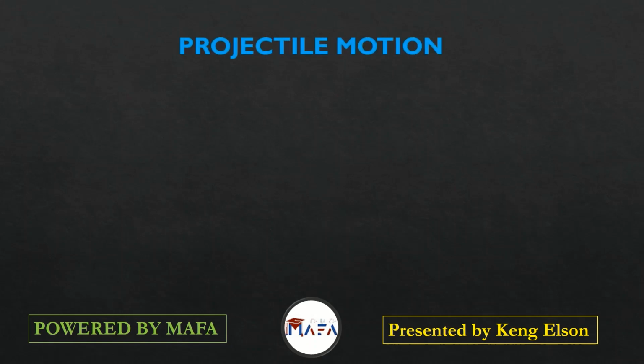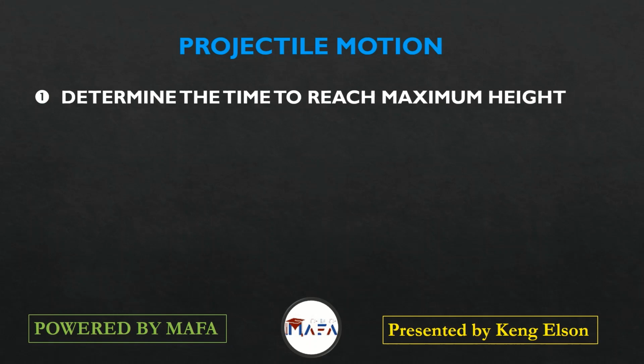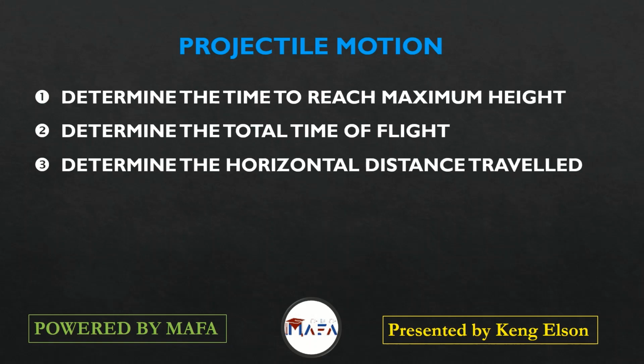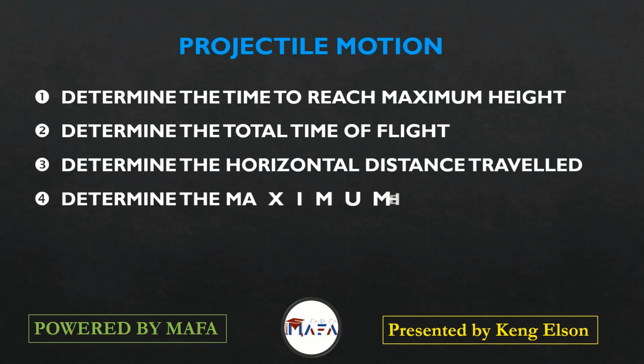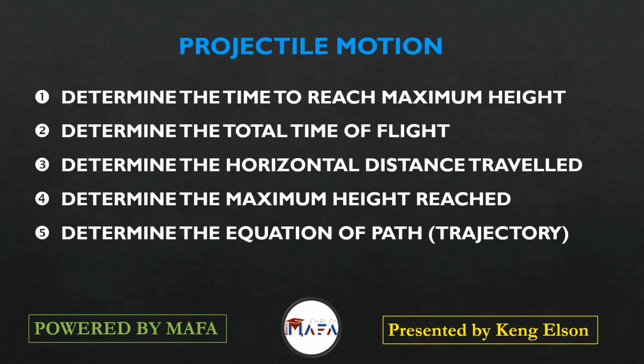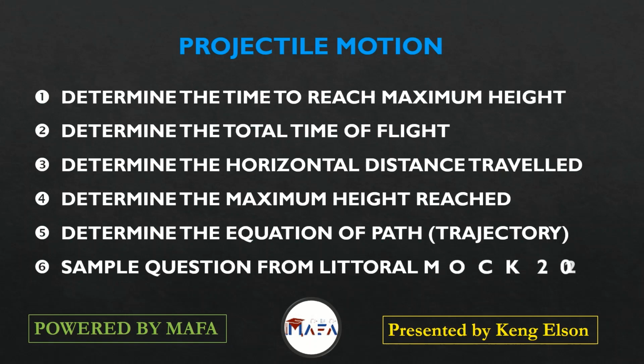So in this video we are going to be talking about projectile motion, and here is our agenda. We are going to determine the time to reach maximum height of a projectile. Next, we determine the total time of flight. Next, we determine the horizontal distance traveled by the projectile. Next, we determine the maximum height itself reached. Fifthly, we determine the equation of path, and lastly we are going to solve a sample question from the littoral mock of last year. So let's get started.